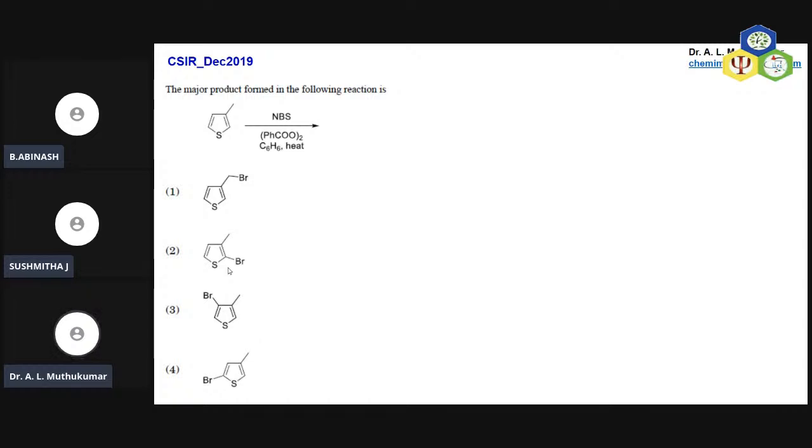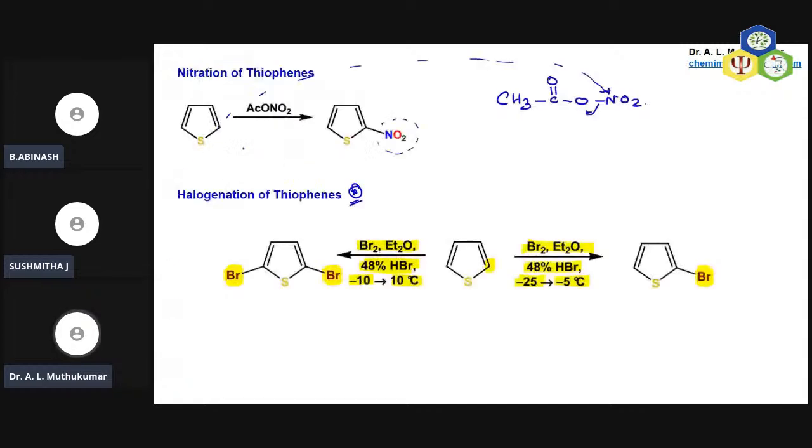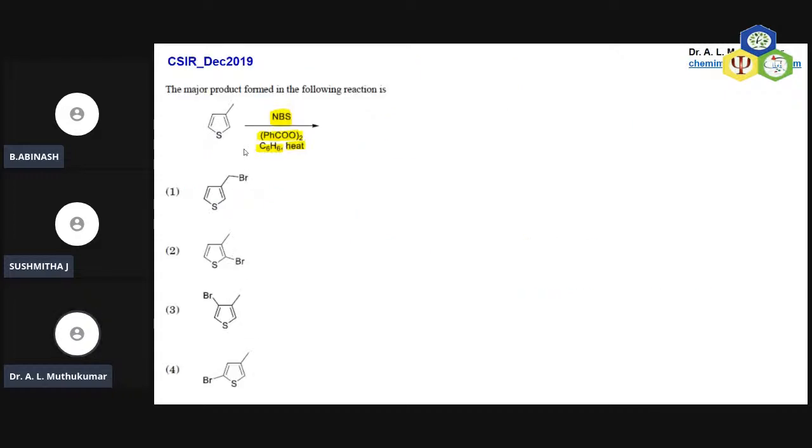Next, a CSIR question. This was the last CSIR question, which you might have attempted. The question: 3-methylthiophene is treated with NBS, with benzoyl peroxide, in a solvent, and heated. What will be the reaction? Most of you might think the reaction takes place at the ring of the thiophene molecule. Actually, that is not what happens here, so you have to be very careful in answering this question.